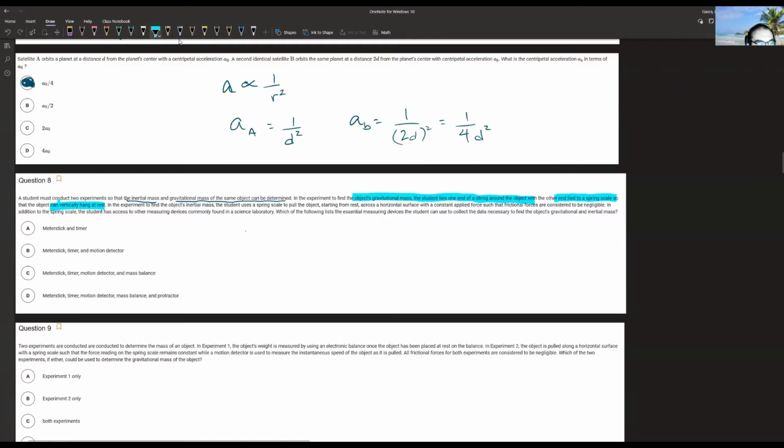In the experiment to find the object's inertial mass, the student uses a spring scale to pull the object from rest across a horizontal surface with a constant applied force, such that the frictional forces are considered to be negligible. In addition to the spring scale, the student has access to other measuring devices commonly found in science laboratories. Which of the following lists the essential measuring devices that the student can use to collect the data necessary to find the object's gravitational and inertial masses?